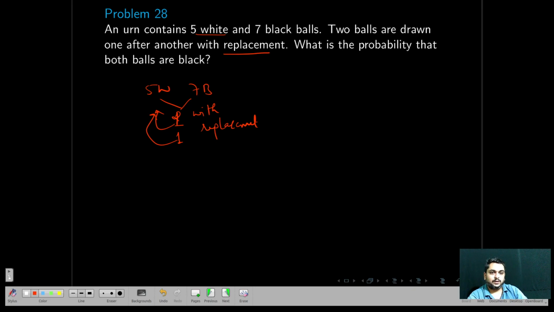What is the probability that both balls are black? Now, what is the probability of choosing a black ball? When I draw first, I have to choose 7 out of 12, that is 7 black balls. So the probability is 7 out of 12 for the first draw. And now the balls are again put back, so whatever ball I have drawn, again put back. So again there will be 12 balls. Again I have to draw a black ball. What is the probability? Again it is 7 by 12, because I have put back that ball. Okay. So the answer is 49 by 144.